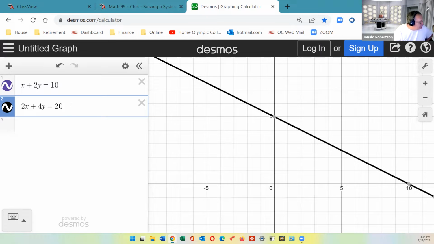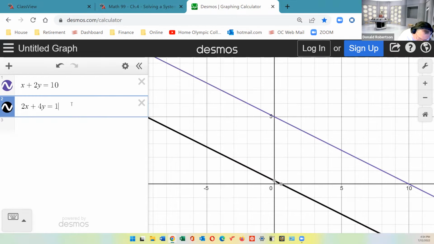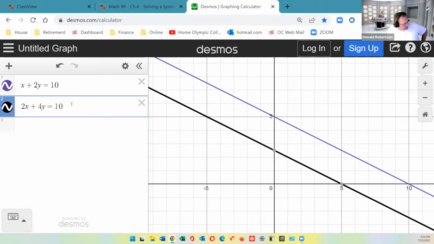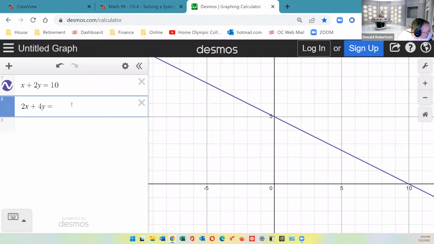Now, suppose the second equation wasn't 20, but it was, say, 10. You see, the difference here is that the two lines are now parallel. Now, there is not any place at all where those two lines will cross over. So in that case, the two lines are parallel, but there are no solutions. So parallel with no solutions, and parallel with an infinite number of solutions.